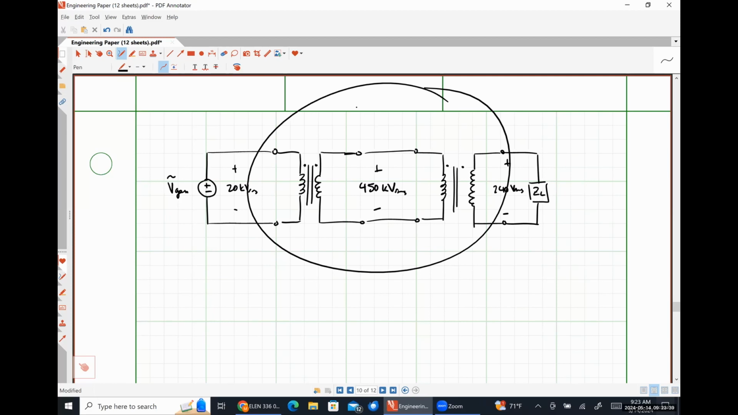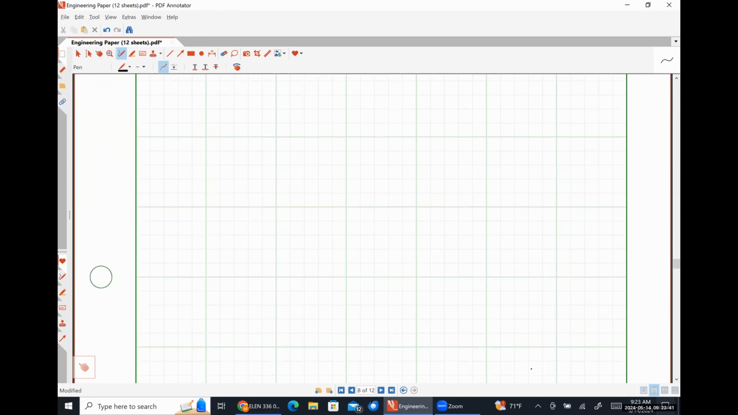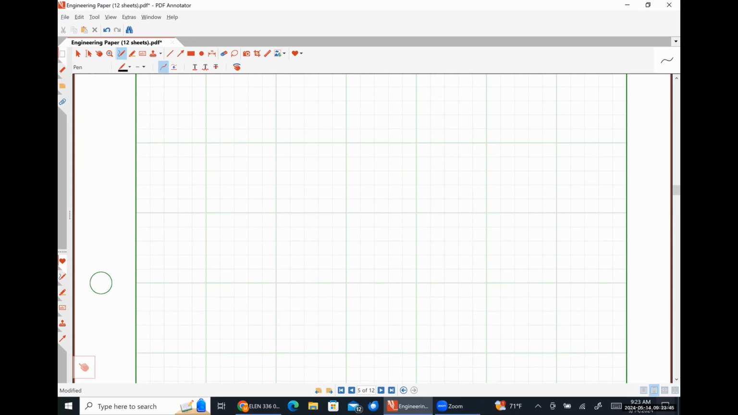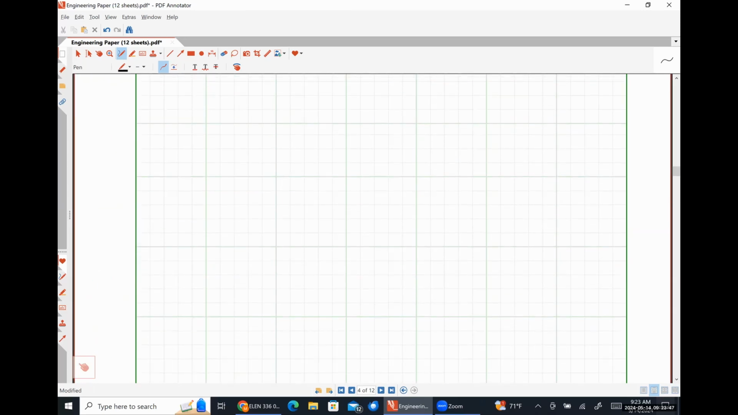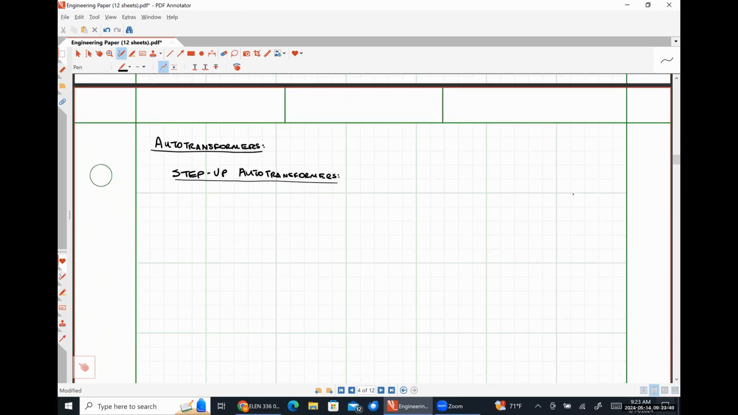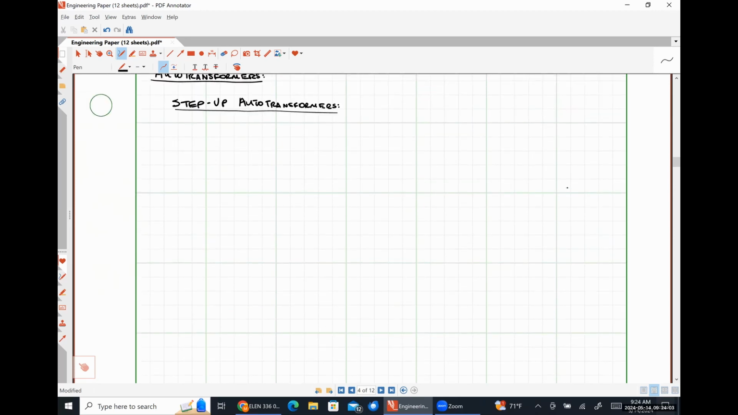All right, auto transformers. I mean, I think it's important and relevant. You guys are going to be kind of doing this stuff. All right, auto transformer. Specifically, step up auto transformer first. So from a circuit perspective, we would see something that looks akin to this.